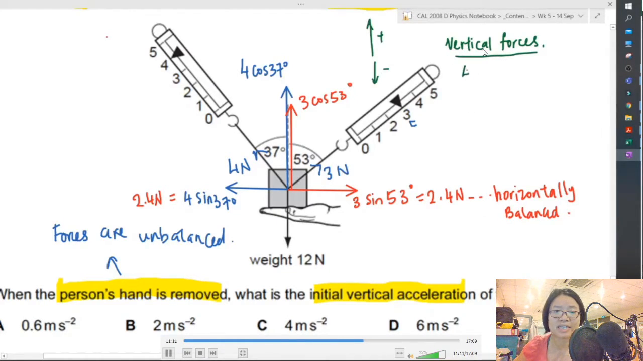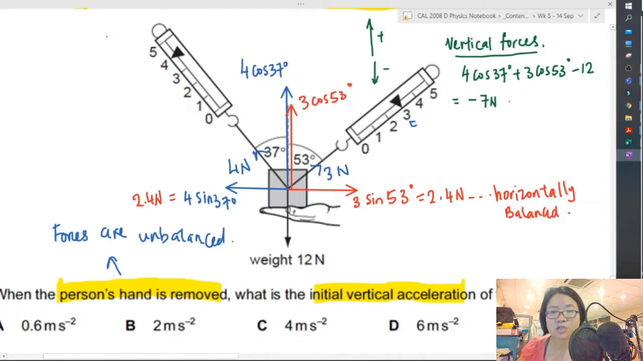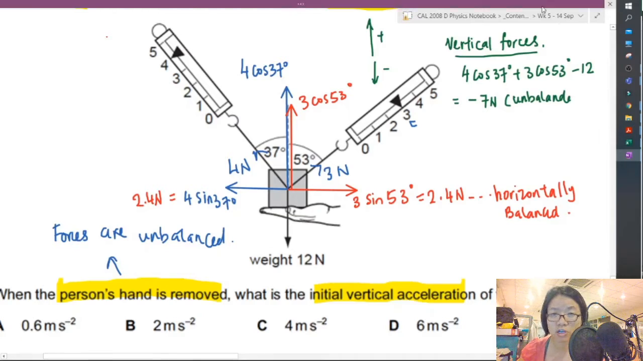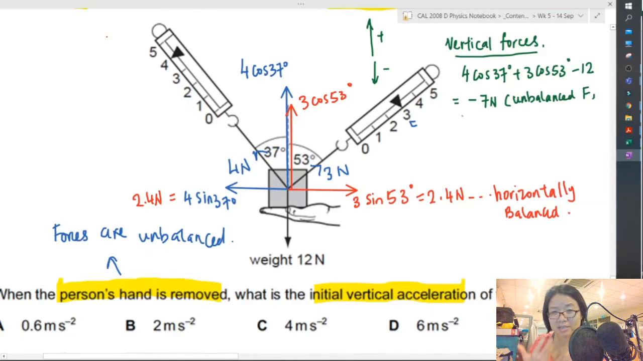But what about vertically? So let's take up as positive, down as negative. So up you have 4 cos 37 plus 3 cos 53. And you're going to minus 12 because 12 is acting downwards. So you get negative 7 Newton when you check your calculator. This is the unbalanced force.